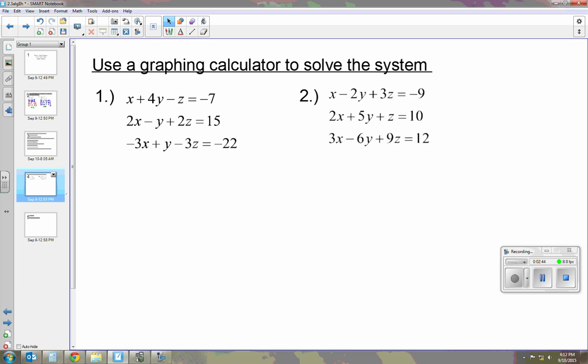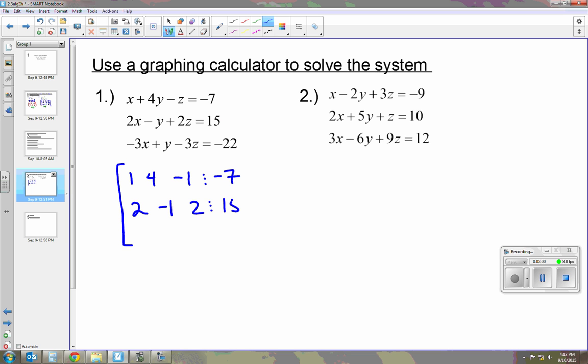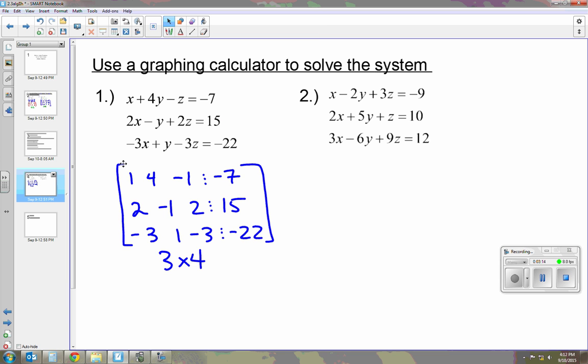So let's write an augmented matrix for this first system. So we're going to have 1, 4, negative 1, negative 7, 2, negative 1, 2, 15, negative 3, 1, negative 3, negative 22. Okay, and we've got a 3 by 4. So these pieces of information are going to be put into the calculator. So I'm going to follow these steps that I put on before.